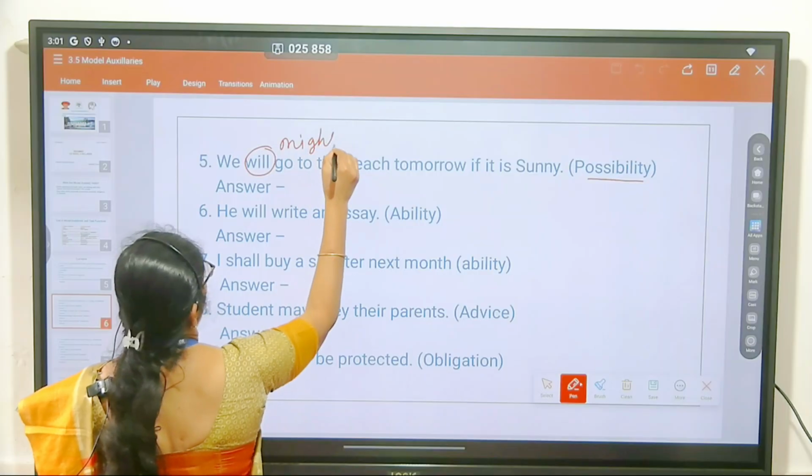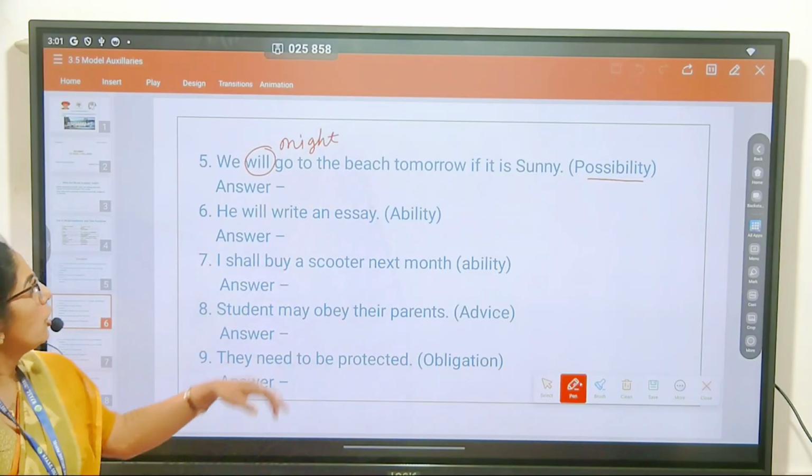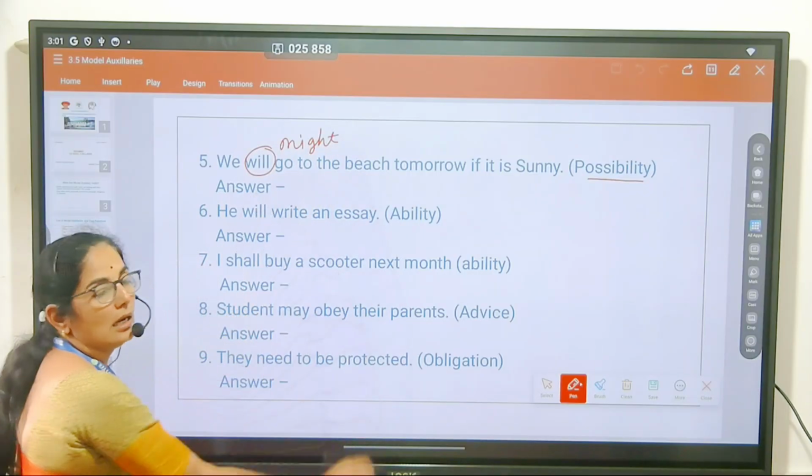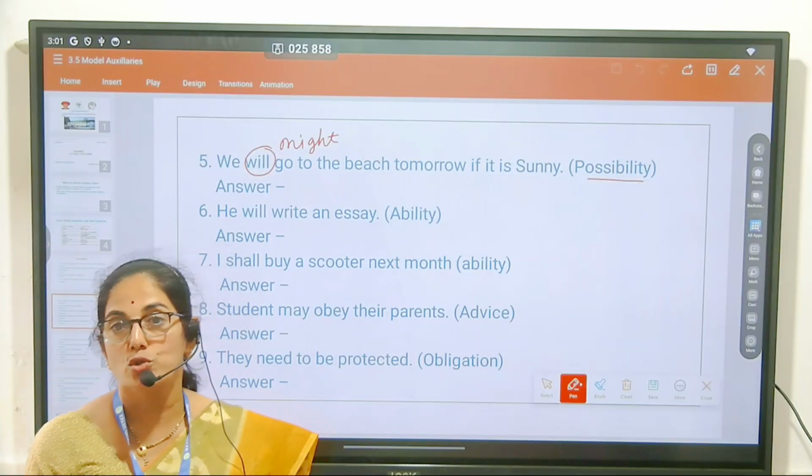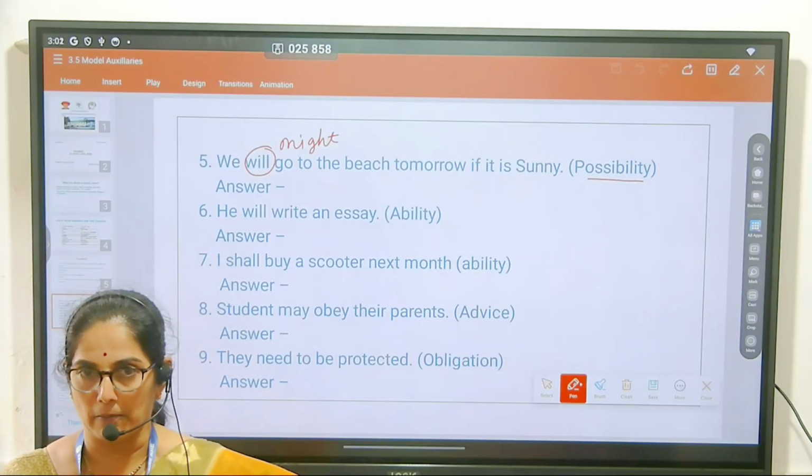What is it? Might. So instead of will, you have to take might and write like this: We might go to the beach tomorrow if it is sunny.